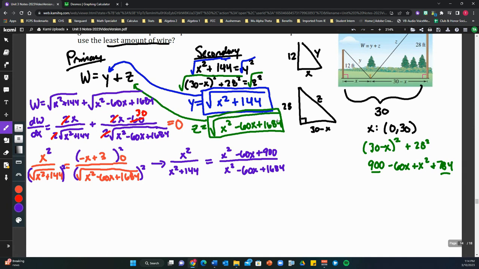So now the radicals are gone. So now to get rid of the denominators, again, we can cross multiply. Some people don't like that term because it's misleading and it doesn't actually explain what we're doing. Essentially, we're doing two steps in one. If I want to get rid of this fraction's denominator, I would multiply both sides of the equation by x squared plus 144. If I wanted to get rid of the right side's denominator, I would multiply both sides by its denominator. We're just doing it all in one step.